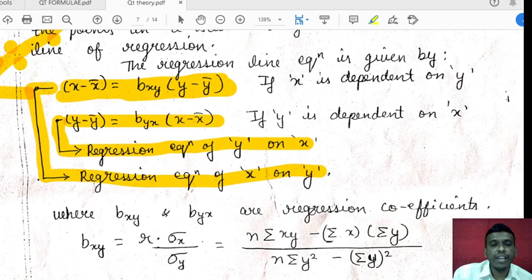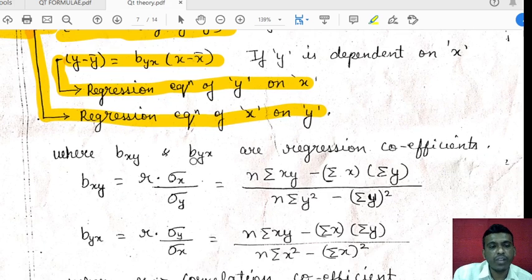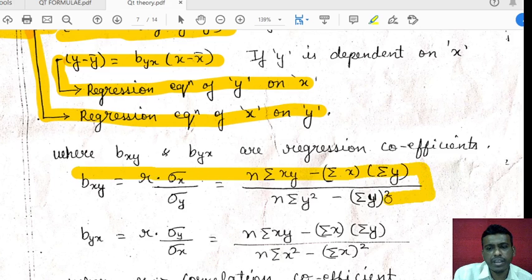So this is how we calculate this. And what is this value of bxy and byx? How can we calculate it? Where bxy and byx are regression coefficients. bxy, a very simple equation I have given here.